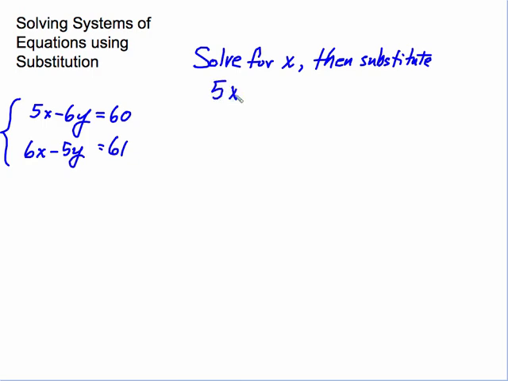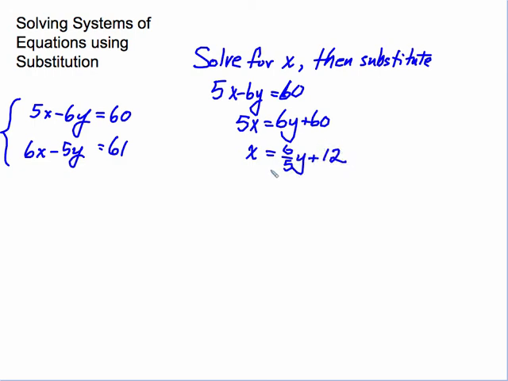So we start with 5x minus 6y equals 60. Add 6y to both sides, and we get 5x equals 6y plus 60. And divide both sides by 5, and we get x equals 6/5 y plus 12. We can take this and substitute that into the second equation for x, and we would get 6 times (6/5 y plus 12) minus 5y equals 61.